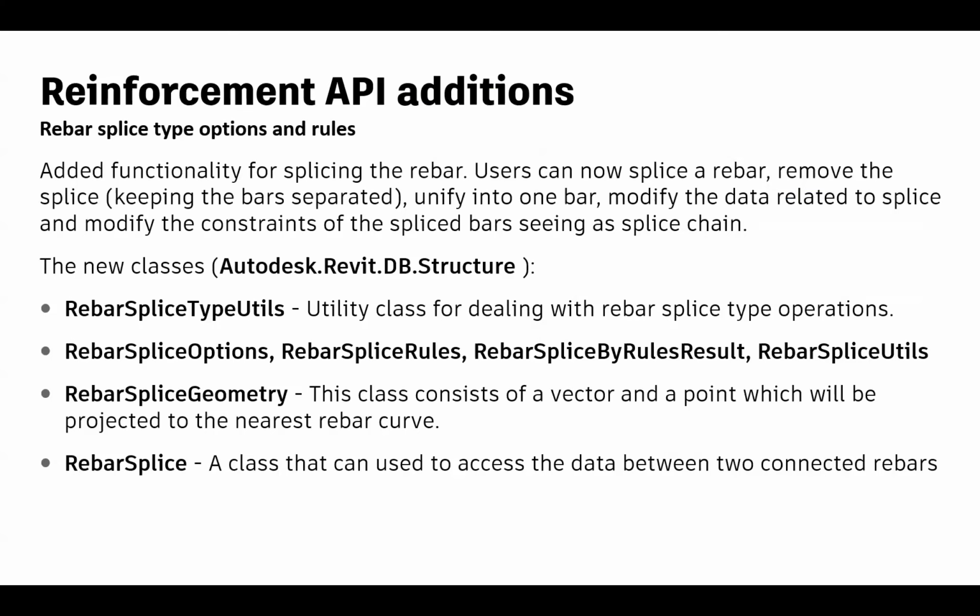Reinforcement API additions: rebar splice type, options, and rules. We added functionality for splicing the rebar. Users can now splice a rebar, remove the splice, keeping the bars separated, unify into one bar, modify the data related to the splice, and modify the constraints on the spliced bars, seeing a splice chain. These new classes are all in the namespace Autodesk.Revit.DB.Structure.